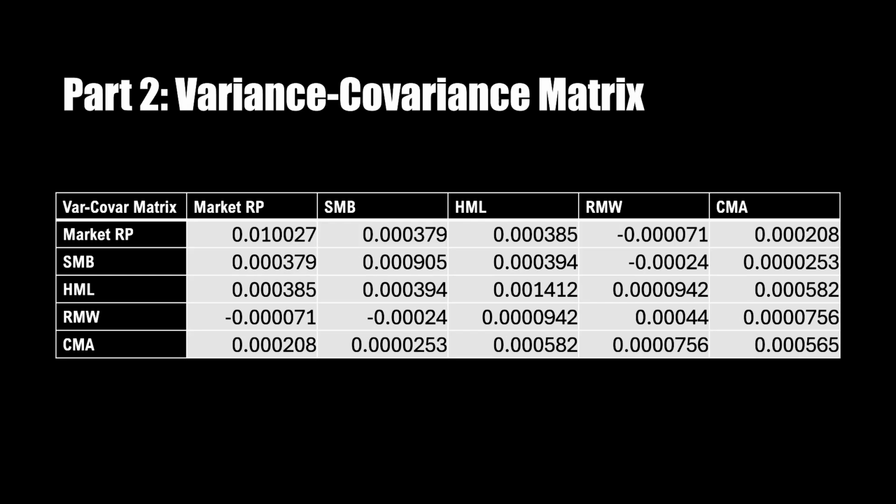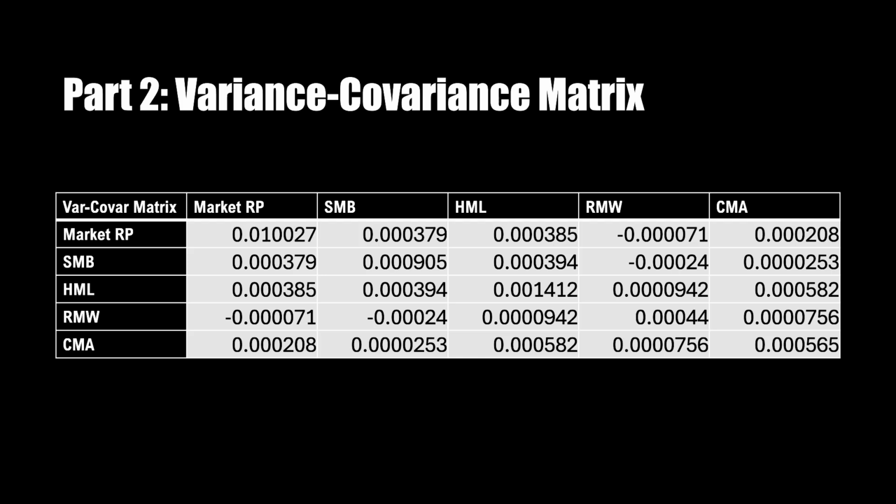So for this slide, part two is the variance covariance matrix. This basically shows how similar or different the movements of the five factors are in terms of actual risk levels. In simpler terms, the high numbers mean two factors tend to move together in the same direction with similar strengths, while the lower and negative numbers mean they either don't move together or go in opposite directions.